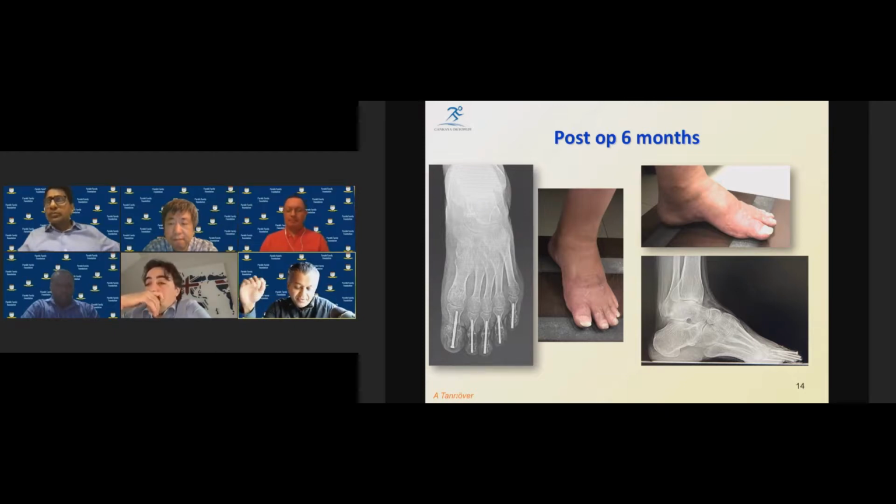And then this is for all the panelists as well. If you choose to fuse a cavovarus foot, either because of severe deformity or degeneration, do you also recommend doing soft tissue procedures such as transfers with the fusions, or are you just doing fusions alone?